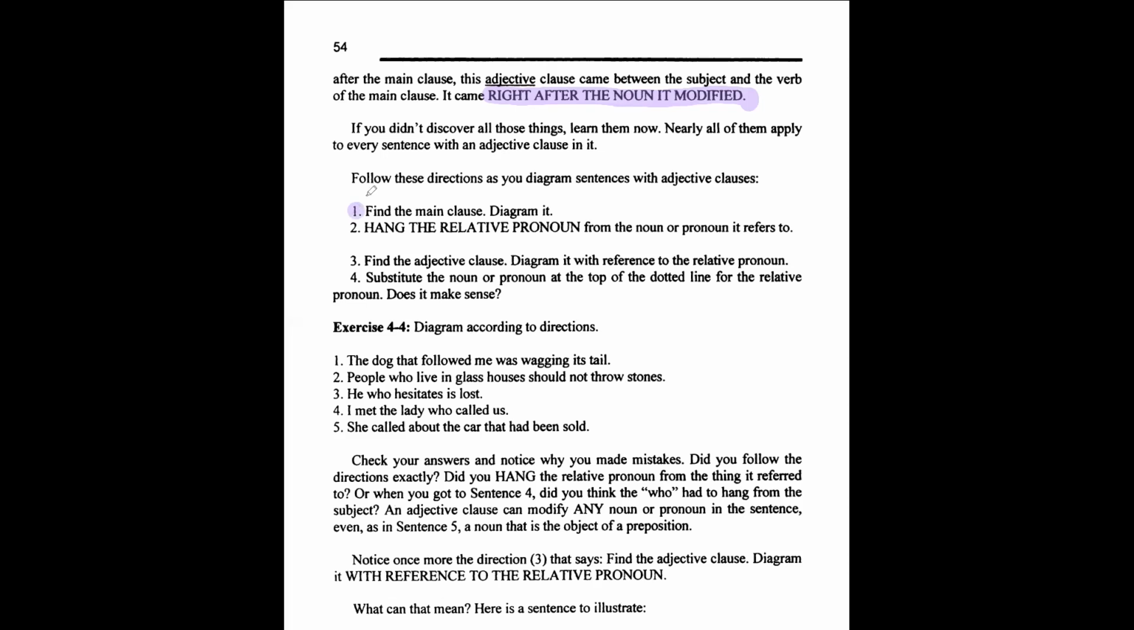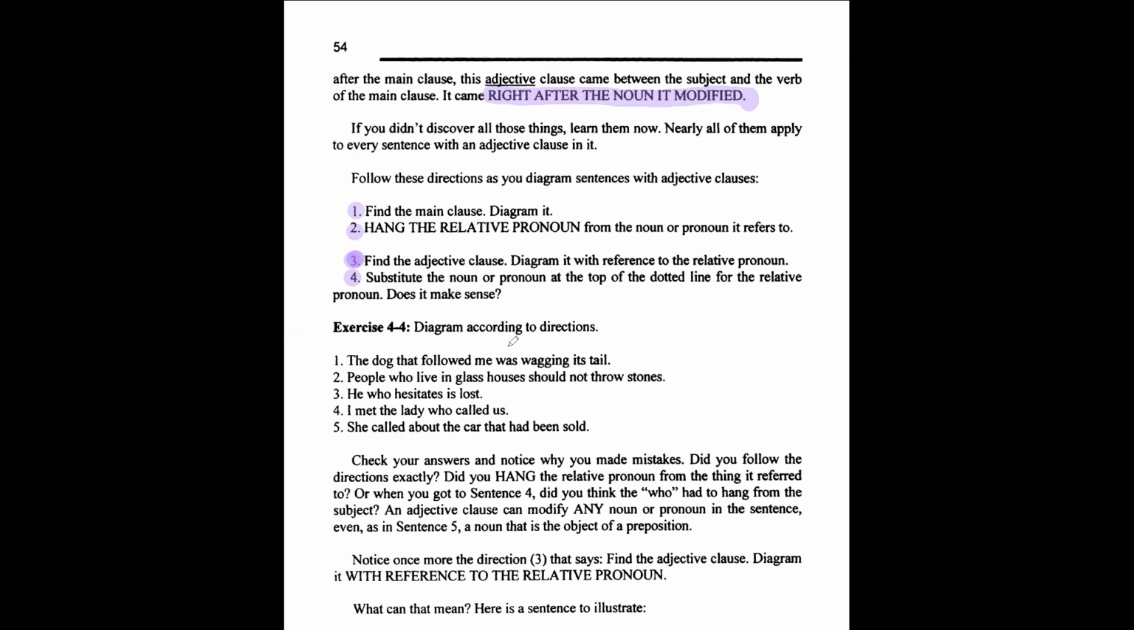Find the main clause, diagram it. Then hang the relative pronoun from the noun or pronoun it refers to. Then 3, find the adjective clause, diagram it with reference to the relative pronoun. And 4, substitute the noun or pronoun at the top of the dotted line for the relative pronoun. Does it make sense? All right, that's like checking your work in algebra. And like I said, you can initially do number 3 first, as long as you then go immediately to identifying the main clause.